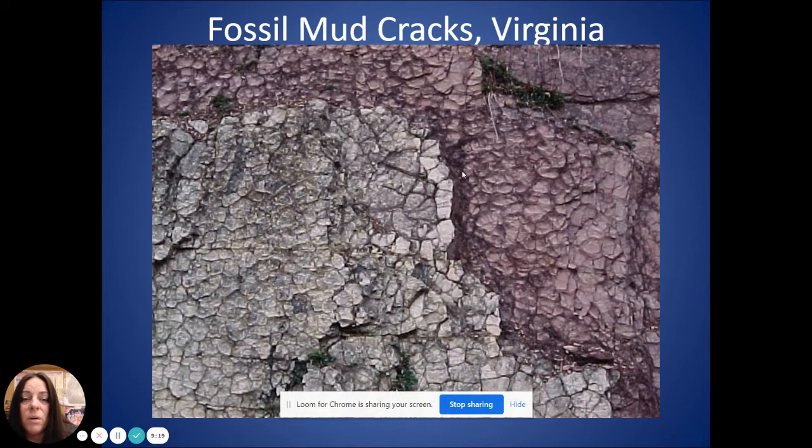So this all once had to be horizontally flat. It would have been clay and silt, huge rains, and then dried out. And then it had to have been deposited over and underneath a bunch of other sediments to kind of preserve it because it hasn't been eroded.